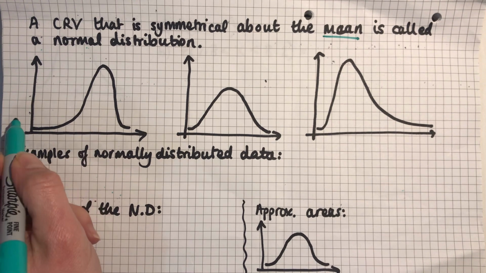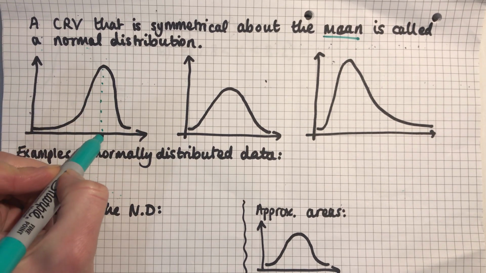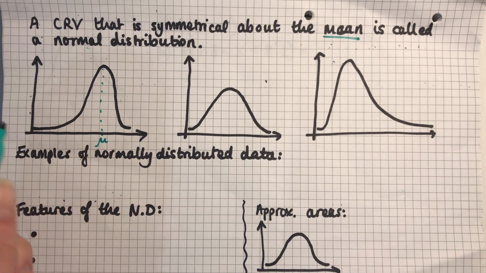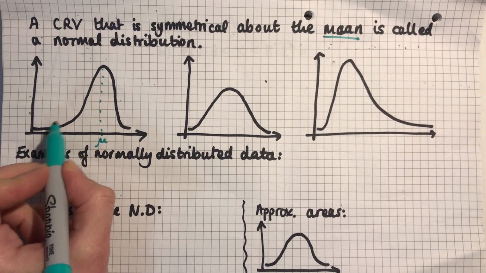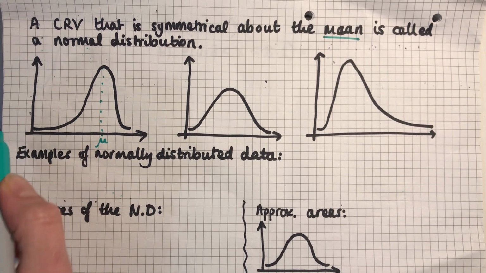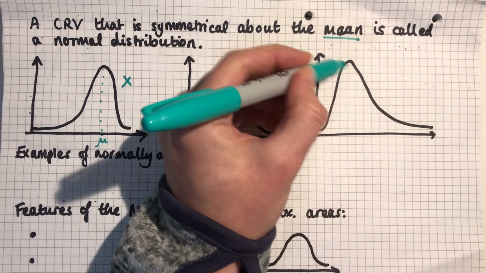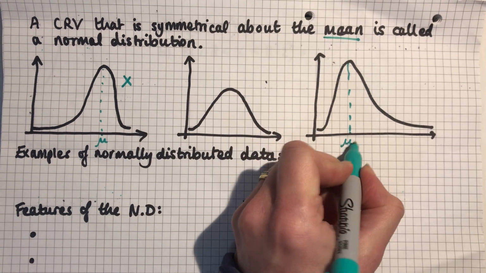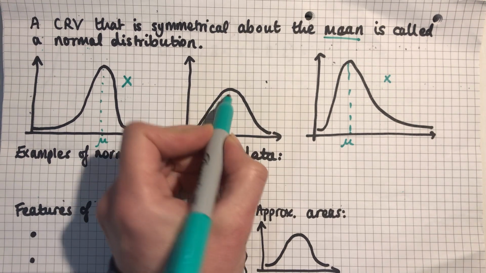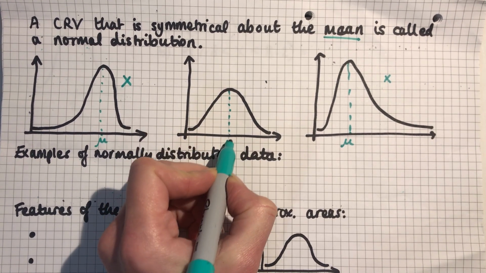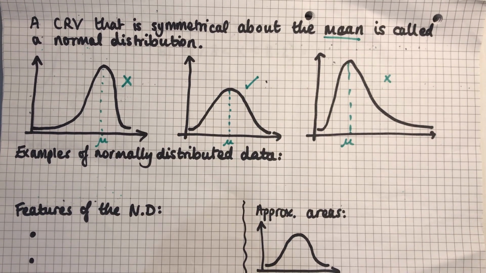So this distribution, for instance, we can see is not symmetrical, the mean being this value here. So let's write mu for mean. This is negatively skewed, meaning there's a bigger tail down this end, so that's not normally distributed. This one is, there's the mean. We have a positive skew on this distribution, so that's not normally distributed. Whereas this one, there's the mean, and it's symmetrical either side, so this is a normal distribution.